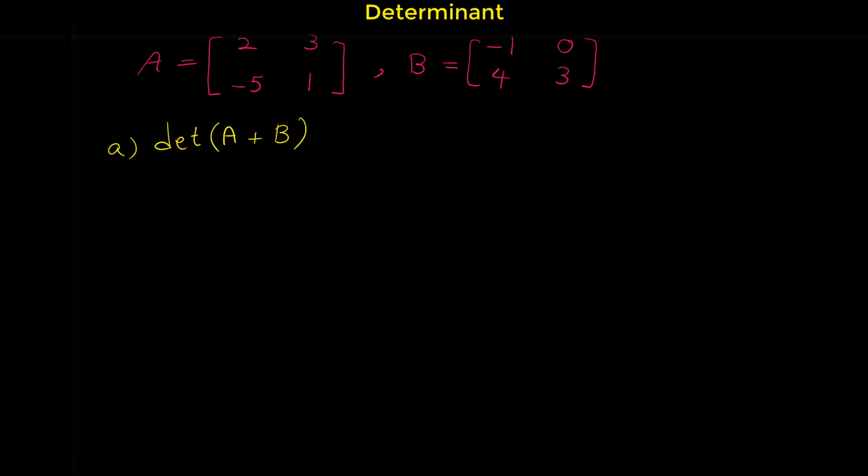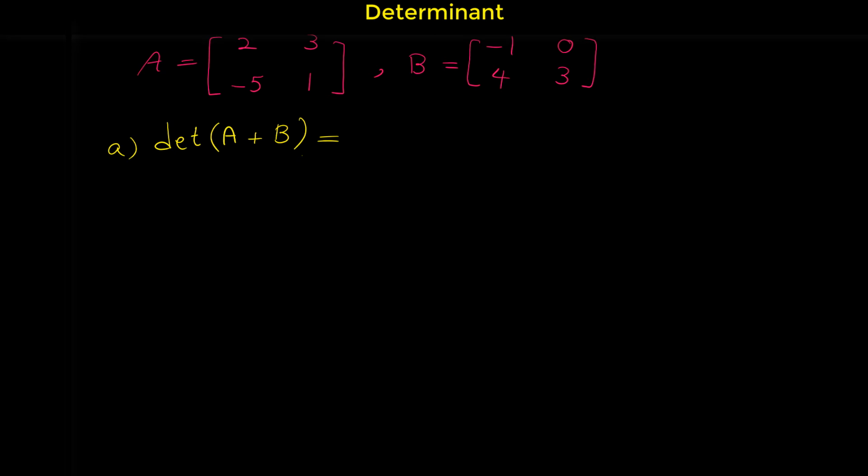Note that you cannot say that the determinant of A plus B equals the determinant of A plus the determinant of B. We don't have such a property for the determinant of the sum of two matrices. So you are not allowed to use that relation. First, we have to add A to B, and then we have to find the determinant of that matrix.